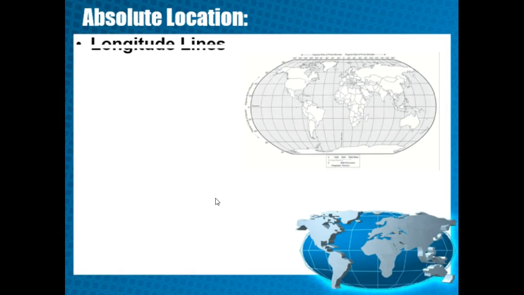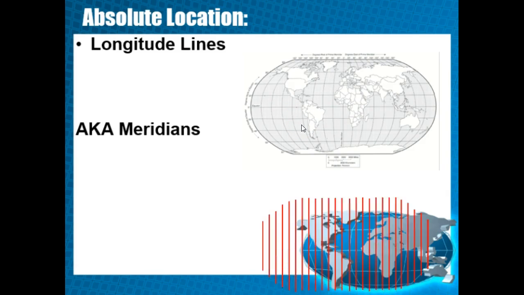Absolute location also uses longitude lines, okay? So longitude lines is the second part of the equation when you're looking for an exact address on Earth. Your first step is to find the line of latitude, just like when you do coordinates in your math class, how you find x-axis first. And now with longitude lines, we're looking at y-axis, okay? So longitude lines are also known as meridians.